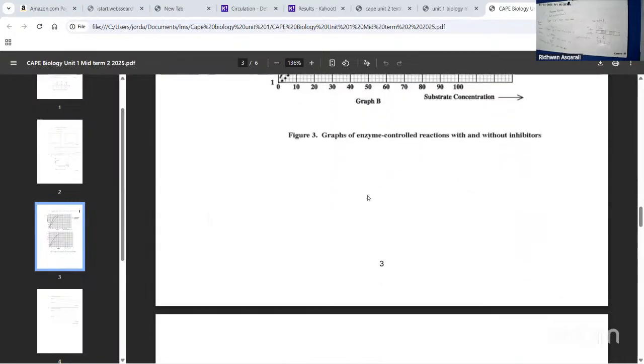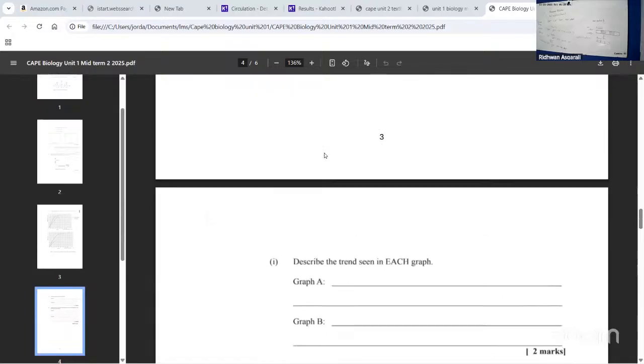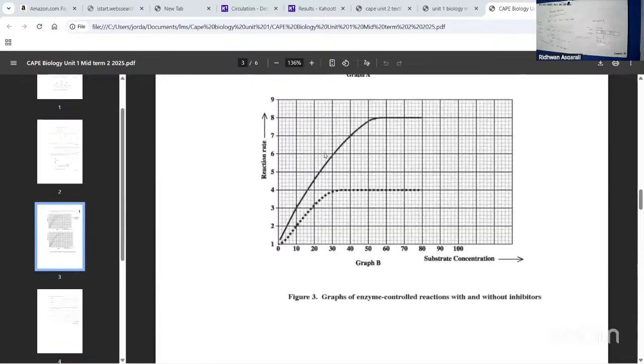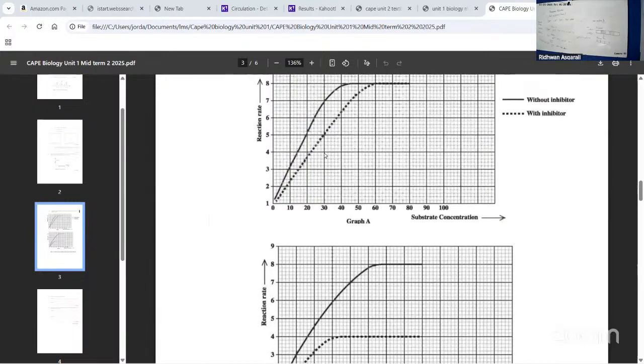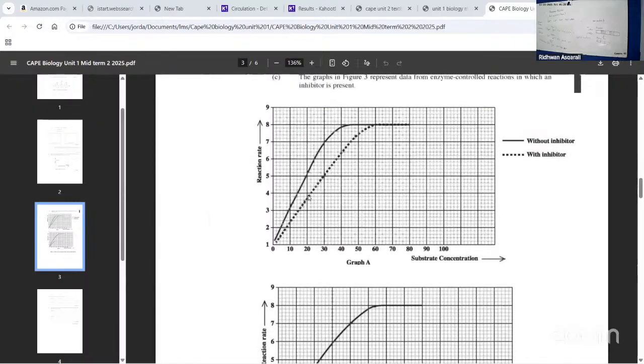Okay. So now they're going to ask you the type of inhibition in both graphs. So remember, we have two types of inhibition. They'll tell you the two types: competitive and non-competitive. So you would have to remember the characteristics of competitive inhibition. So let's start with graph B. Does this display competitive or non-competitive inhibition? The key here is the substrate concentration part. Right, so this one will be competitive.